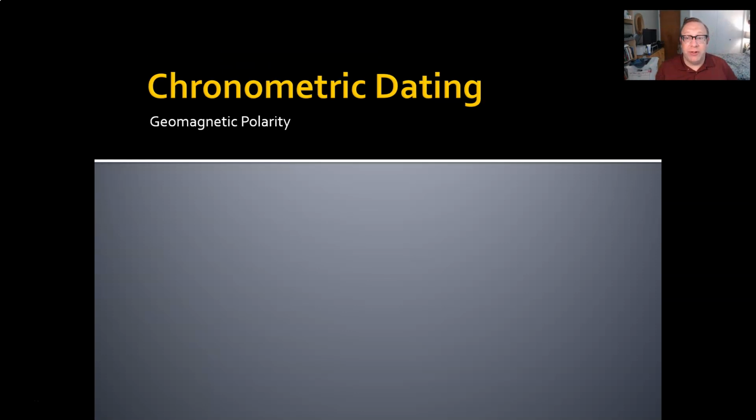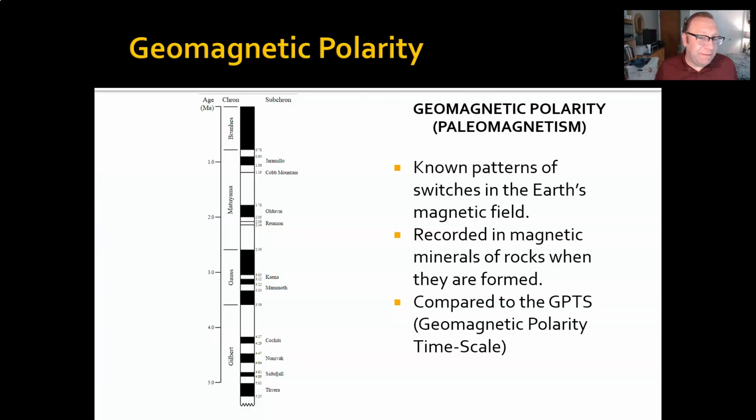Then comes chronometric dating. We're going to talk about two main kinds of chronometric dating. First, we're going to talk about geomagnetic polarity, and then we're going to talk about radiometric dating, which uses radioactivity as the clock. Geomagnetic polarity uses a really interesting principle, though, and that is the fact that the Earth's magnetic field periodically reverses. Now, it doesn't do so like a clock. It's not like you can expect exactly every 1,131 years it's going to flip.